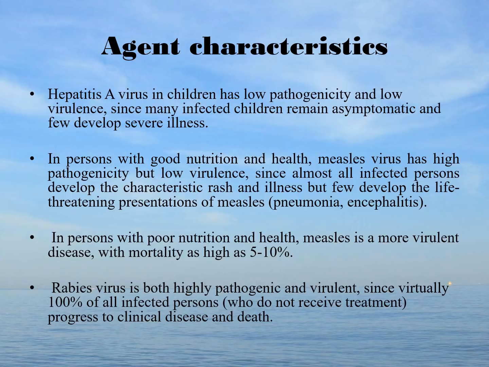Same way with the coronavirus pandemic, it could be considered as a high infectivity but low virulence. However, with people who are immunosuppressed, elderly, case fatality may be higher. A highly virulent and a highly pathogenic virus is rabies, since virtually 100% of all infected persons would eventually progress to clinical disease and death.